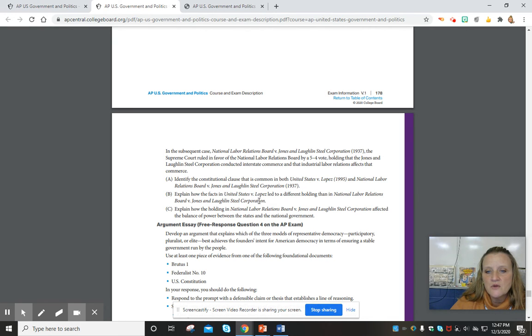Explain how the facts in U.S. versus Lopez led to a different holding than in this court case. And explain how the holding in the National Labor Relations Board versus Jones and Laughlin Steel Corporation affected the balance of power between the states and the national government. So you're looking at the case and how it's kind of changed. This is going to be hard. All right. But we'll get through it together.